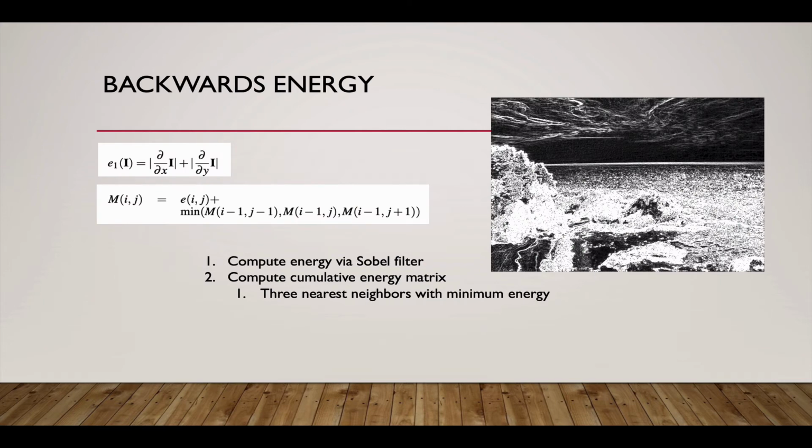Backwards energy is best described in this equation above. To the right is the output of my energy function. The way I compute energy is by using the Sobel filter. Afterwards, you use the second equation to compute the cumulative energy matrix, where essentially you look at the bottom left, direct bottom, and bottom right, and you add.